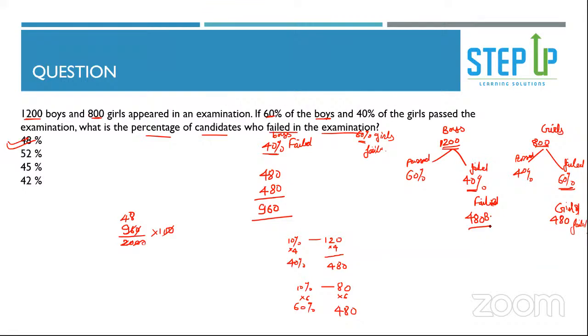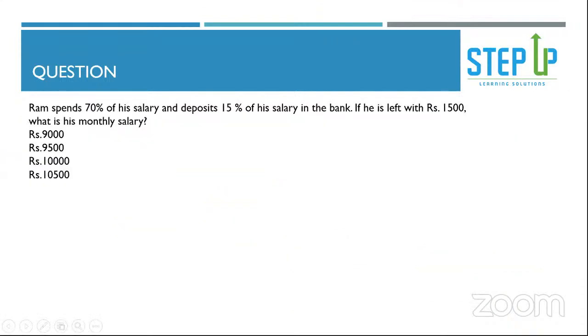So total number of students who failed are 960 out of how many? 1200 plus 800, that is 2000. So 960 by 2000 into 100, you will get 48%. I hope it is clear, RK, now. Fine. How about this one?